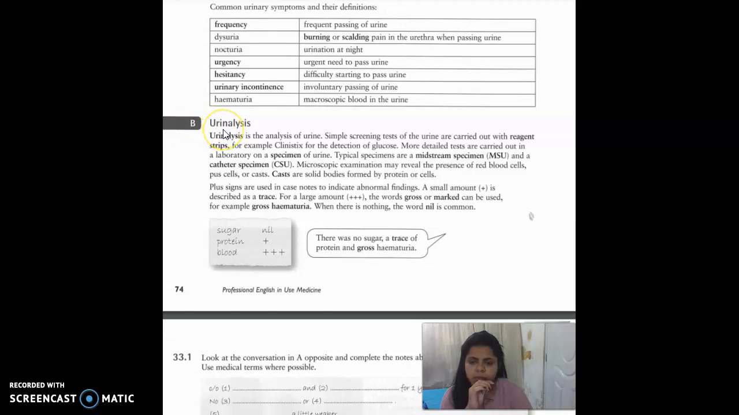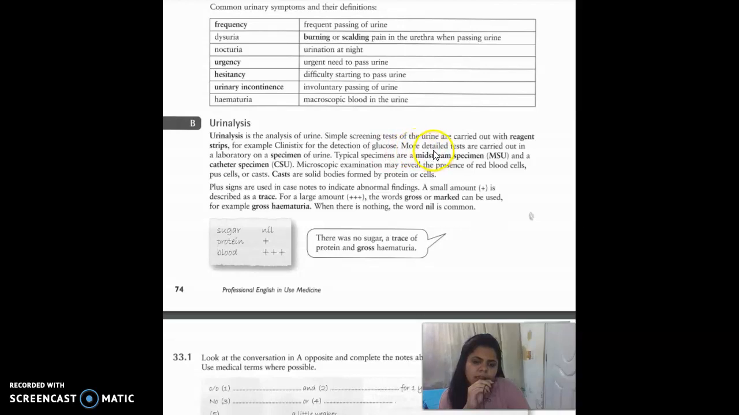B. Urinalysis. Urinalysis is the analysis of urine. A simple screening test of the urine is carried out with reagent strips, for example Clinistix, for the detection of glucose.